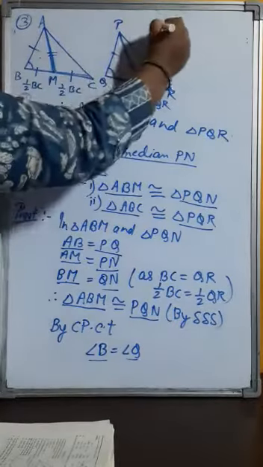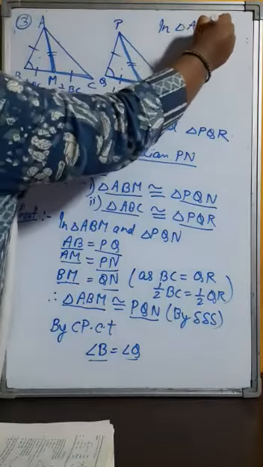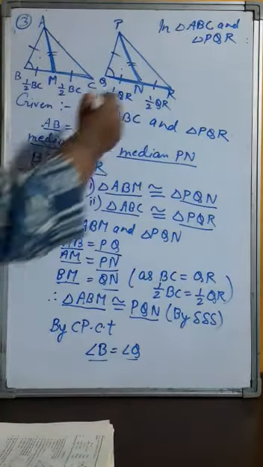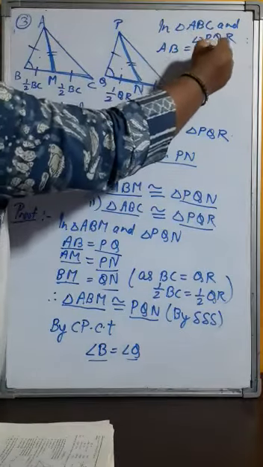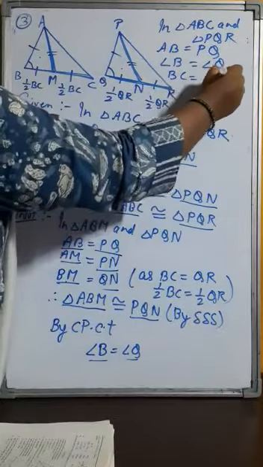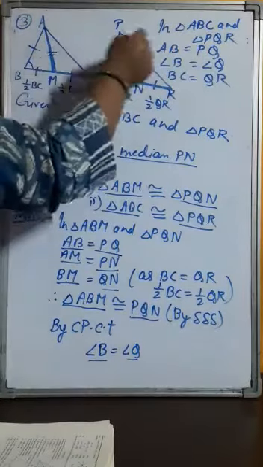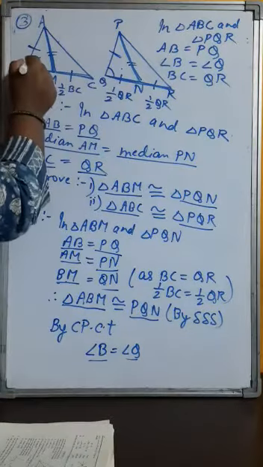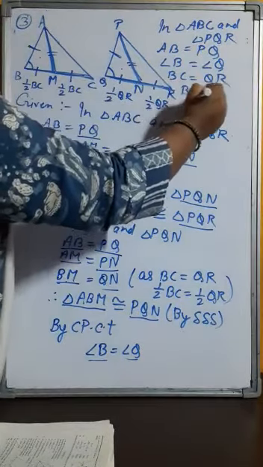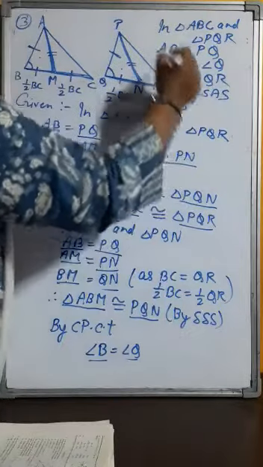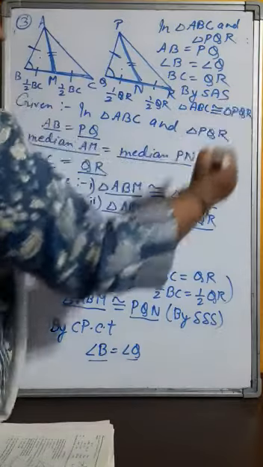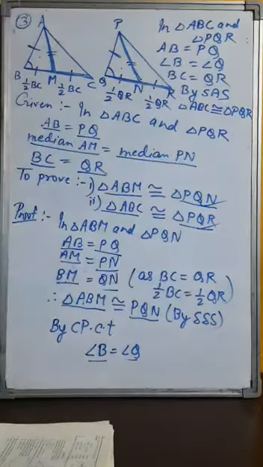So now in triangle ABC and triangle PQR, these 2 triangles also have to be proved congruent. We can write AB is equal to PQ, angle B is equal to angle Q and BC is equal to QR. So by SAS, triangle ABC is congruent to triangle PQR. So hence both the parts are proved. Now let us move to question number 4.